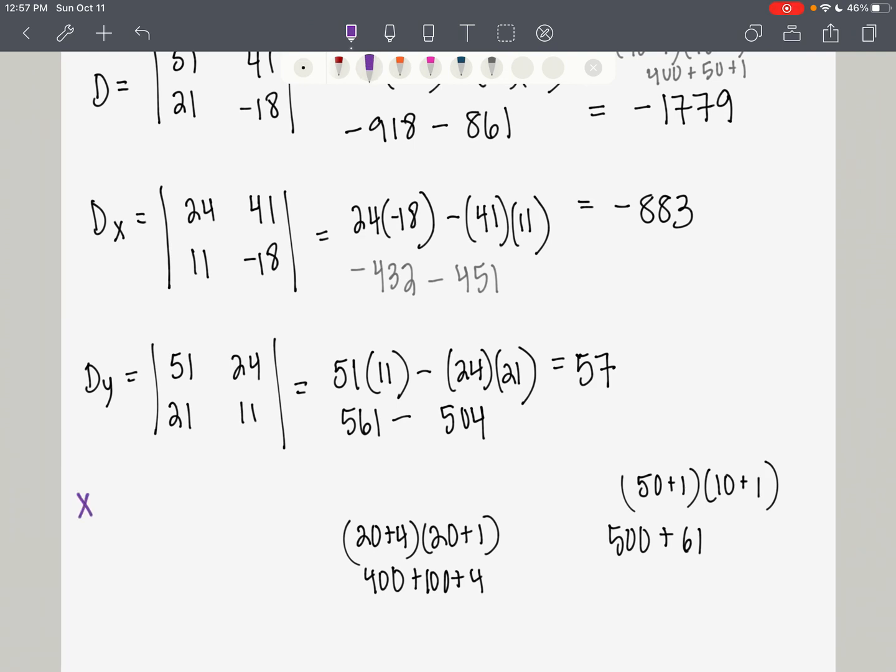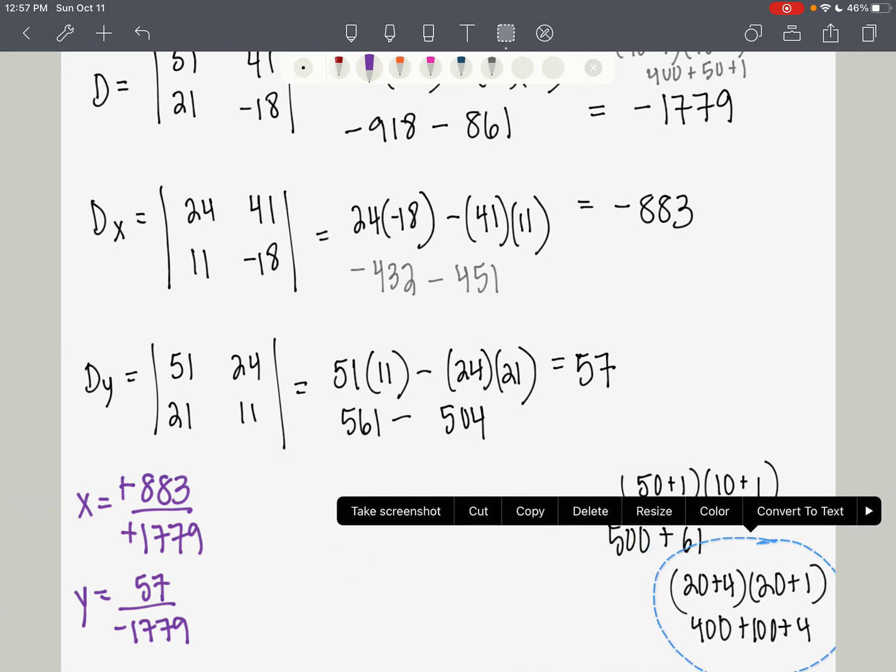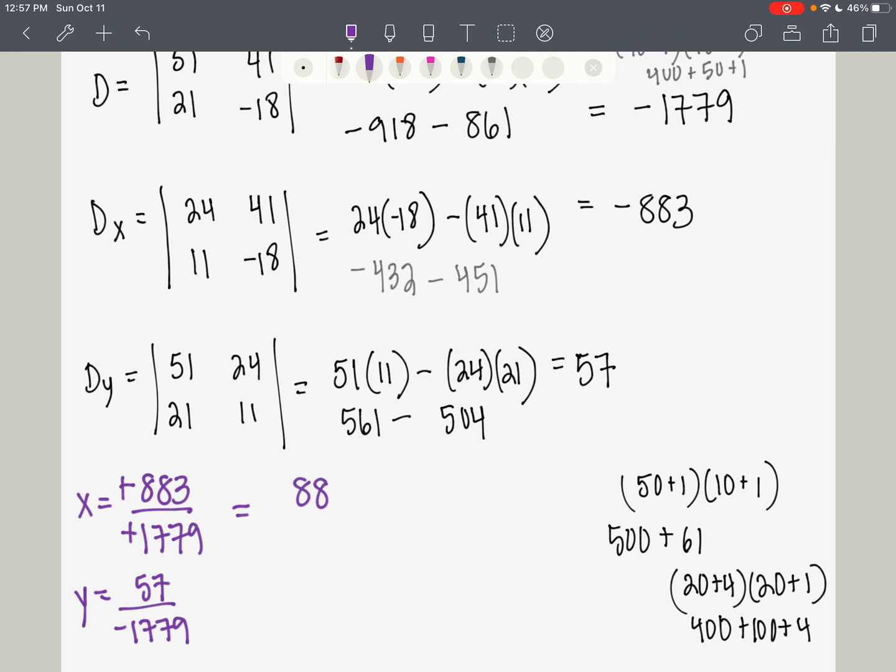So our answer for x is negative, I was almost going to say 57. It's dx, so that's negative 883 over negative 1779, which becomes a positive result, and our answer for y is 57 over negative 1779. I would just rewrite these. Let me move my work. I would just rewrite these as a final answer, 883 over 1779, and I would write negative 57 over 1779. And that is Cramer's rule.